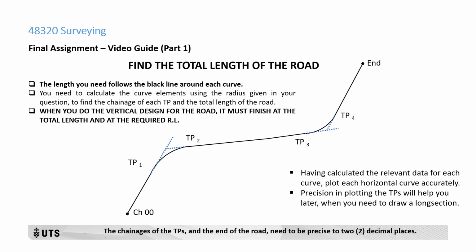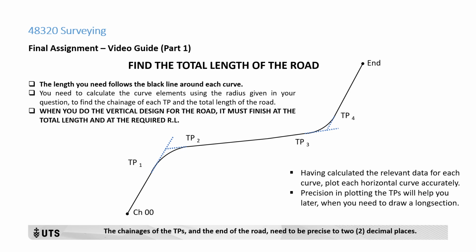Okay, finding the total length of the road. Remember, the road goes around the arcs. So you must calculate up to the IP, then back to TP1 with the tangent distance. Use the arc distance to get round to TP2. Remember these from the horizontal alignment assignments. Apply the tangent distances and the lengths of the straights and work your way around. Getting the precise length of the end of the road is very important, because that will be critical in getting the final grade to make sure that your road finishes at the required RL.